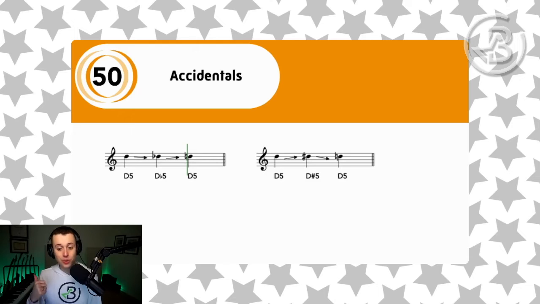Now let's listen to D5 to D sharp 5 to D5. So the D5 is going to sound like a regular D5. The D sharp 5 is going to sound a little bit higher. It's going to change the pitch. It's going to make it sound a little bit higher. And then that natural accidental is going to bring us back to that regular D5 where we started.